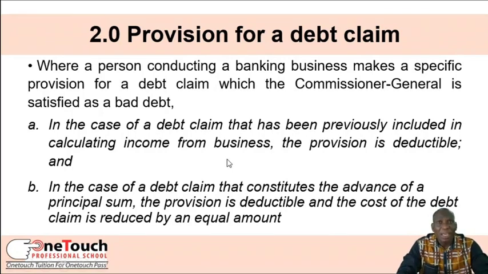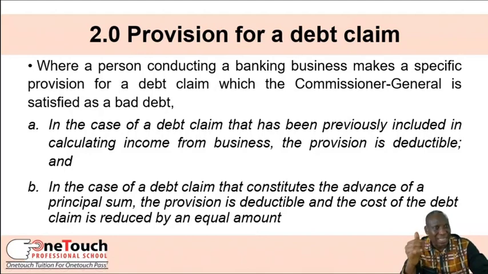Number two, or B, in the case of a debt claim that constitutes the advance of a principal sum, the provision is deductible and the cost of the debt claim is reduced by an equal amount. So what they are saying is that in the case of a debt claim, it should constitute the advance of a principal sum, not the interest, the principal sum. In that case, the provision is deductible, and the cost of the debt claim will be reduced. In other words, you can charge that provision against the debtor figure to reduce the receivable. But please, the debt claim must constitute the advance of a principal sum. Very important point.